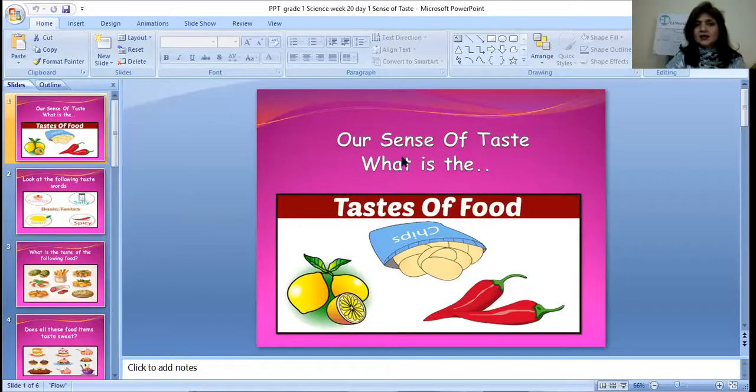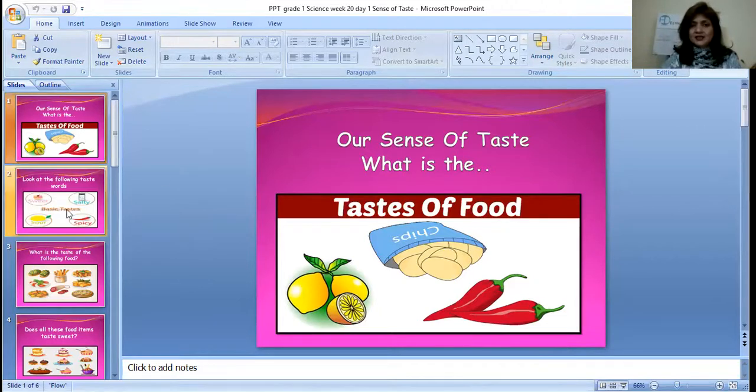Okay, this is our sense of taste. Now, you can see there are different food items. Now, what is this? You can say these are chips, and this is lemon, and these are chilies. So what are these tastes? What is the taste of lemon? Yes, it is sour. What is the taste of chilies? Spicy, my God, they're going to hurt me. And what about chips? They could be salty, right?